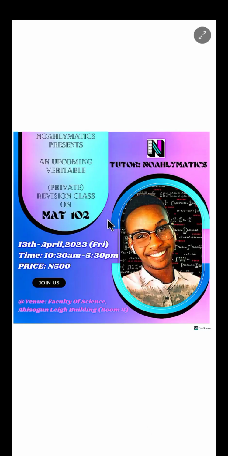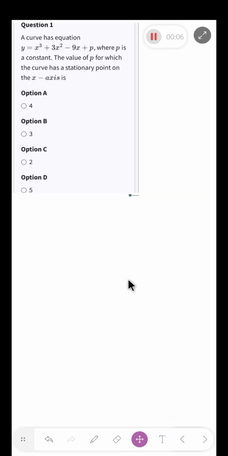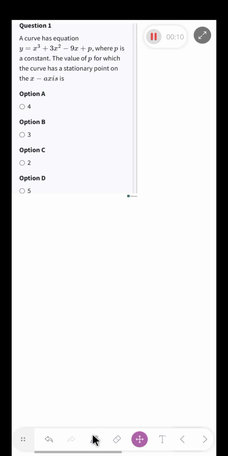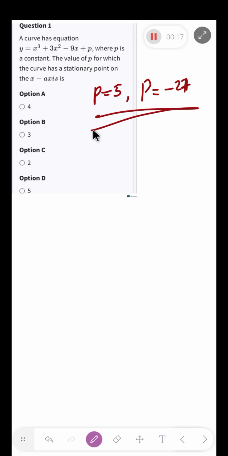Now, continuing from where I stopped, recall that for question number one we arrived at two answers, which are p equals 5 and p equals minus 27. These are the two solutions for p for which the curve has a stationary point on the x-axis. So you pick option D as the correct answer. Now let's move straight to the next question.